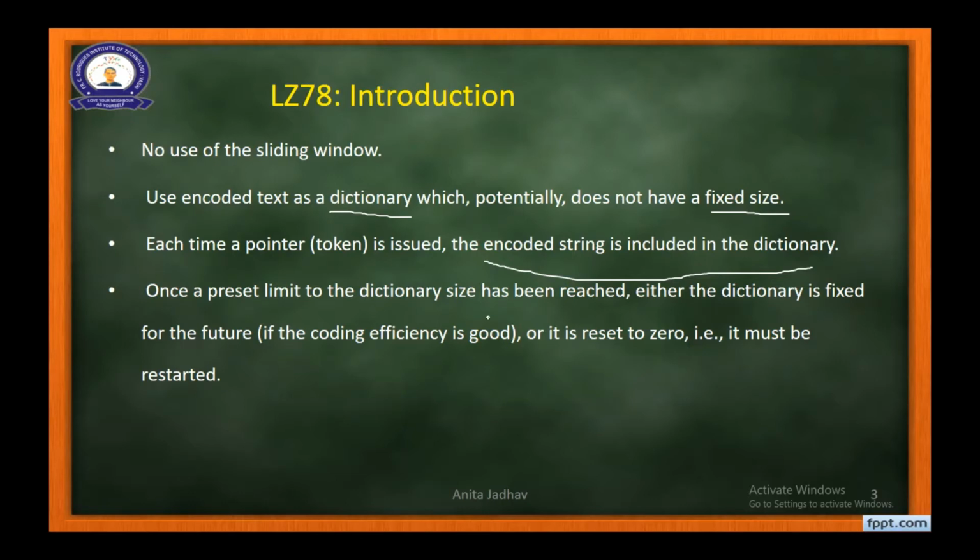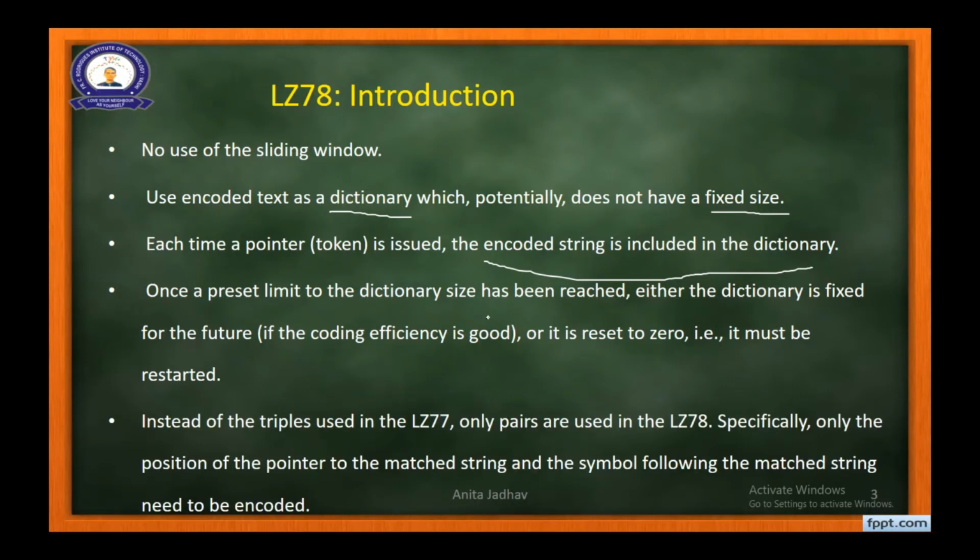So you decide that my dictionary can have only 20 entries. Once your 20 entries have been filled, you will not change your dictionary even if you are issuing a pointer. That means you have achieved your maximum efficiency, or you have to reset it to 0. Ideally speaking, when you reach that size, that means there is no new input for which you don't already have a token in your dictionary. That is the meaning of this sentence.